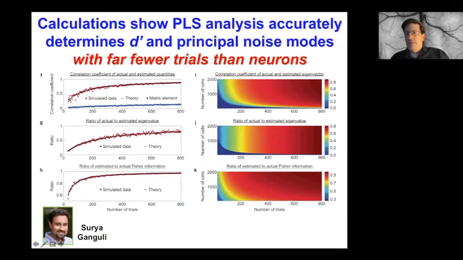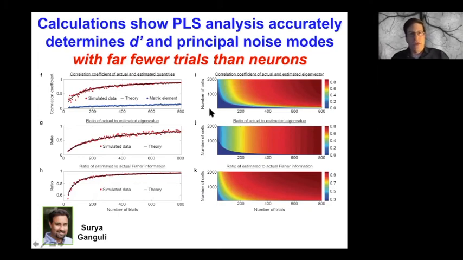Now, a key facet of our ability to apply this analytic approach was the fact that we were able to show that we had sufficient numbers of trials to accurately compute these decoders as well as their corresponding d prime values. And so this was work done by our collaborator Surya Ganguly, who showed analytically and with simulations that the results from the PLS analysis could be accurate with far fewer presentations, far fewer trials than the number of neurons that we had recorded.